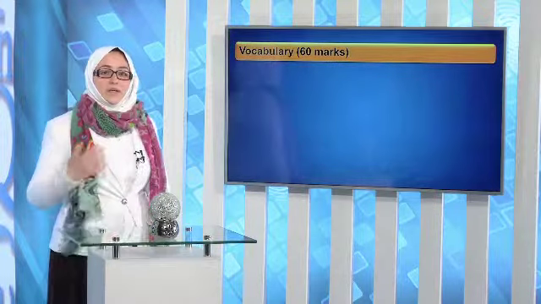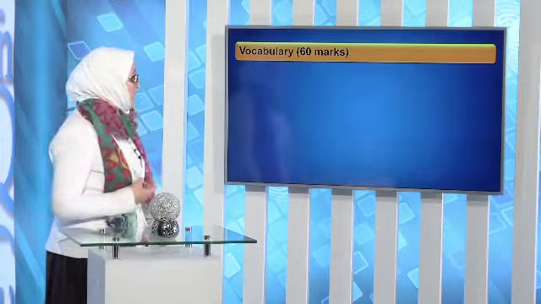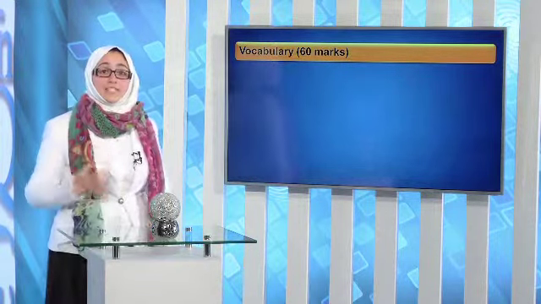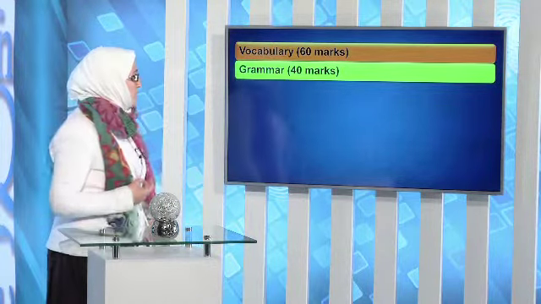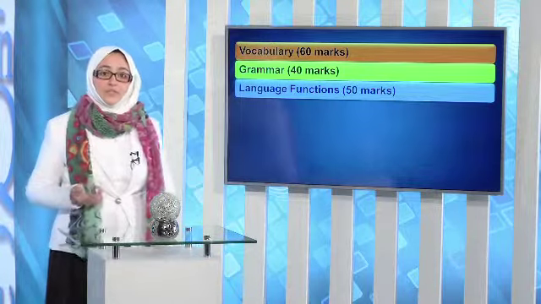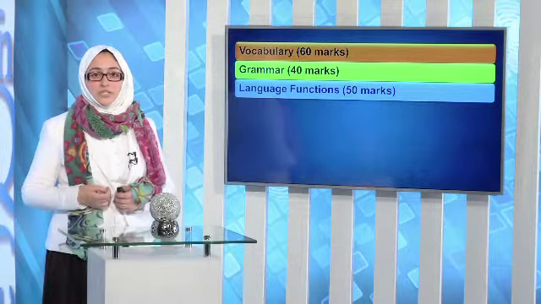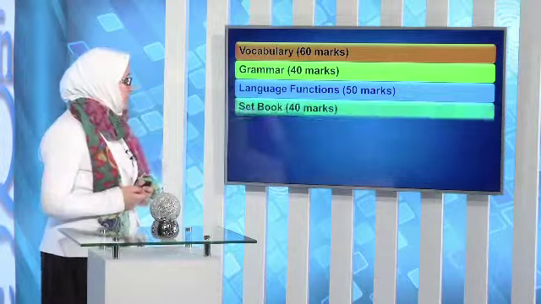Let us first begin by looking at the various branches and the distribution of marks. The first one, as you can see on the screen, is vocabulary, and it will be for 60 marks. The second one is grammar, and this is for a total of 40 marks. Third, we have language function, when we are being asked what we would say in certain situations, and this will be for a total of 50 marks.